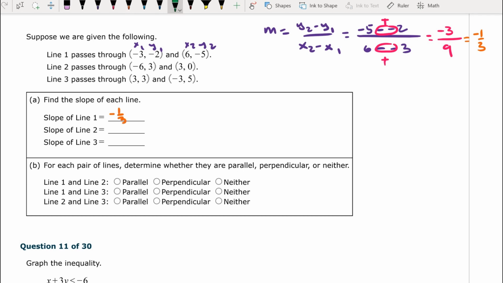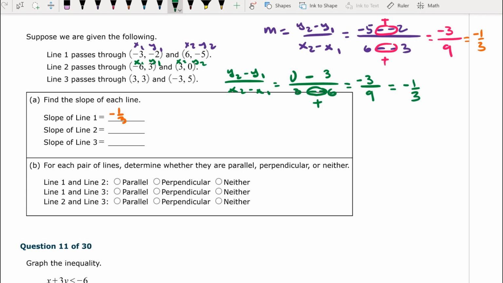Line 2, same concept: x1, y1, x2, y2. Same formula, y2 minus y1 over x2 minus x1. y2 is 0, minus y1 is 3, over x2 is 3, minus x1 is -6. 2 negatives turn into positive. That will give us 0 minus 3 is -3, and 3 plus 6 will be 9. Reduce it by 3, you will have -1/3 again. -1/3 is the slope of line 2.